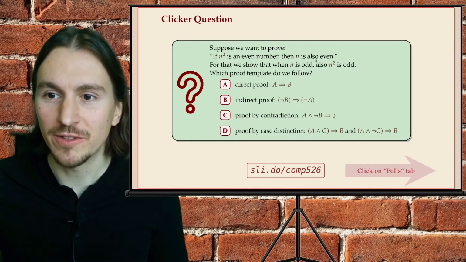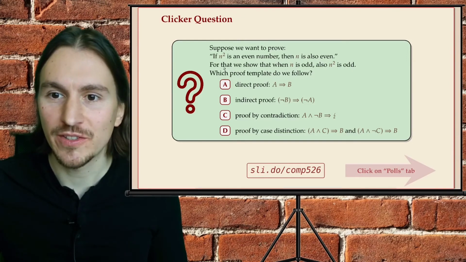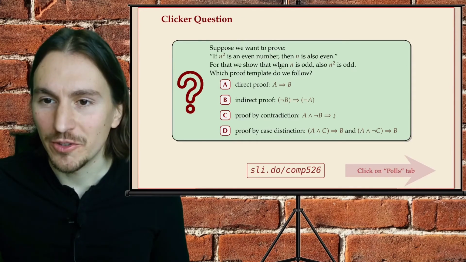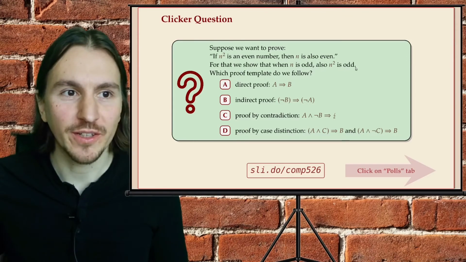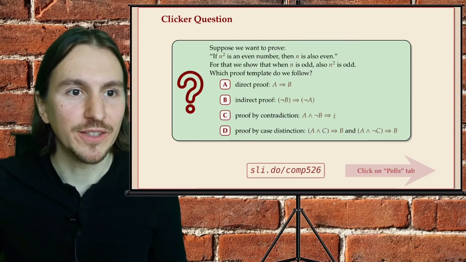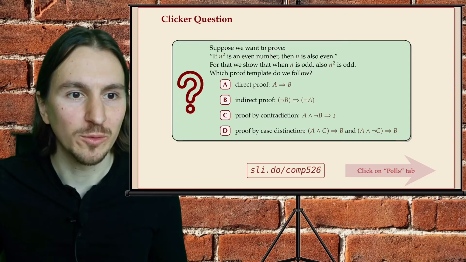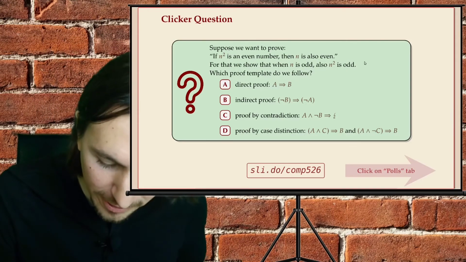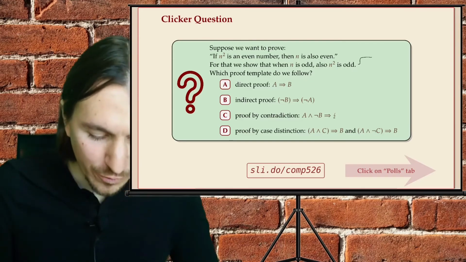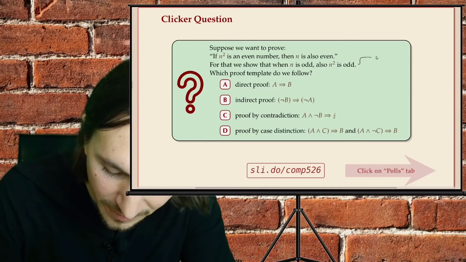So the example we're proving is: if n squared is an even number, then n is also even. That is a correct statement, and one way to show it is you assume n is odd, and then you show that n squared is also odd. What proof technique is that? What template did you follow for this little proof? And well, just while you're voting, this proof is actually fairly simple.